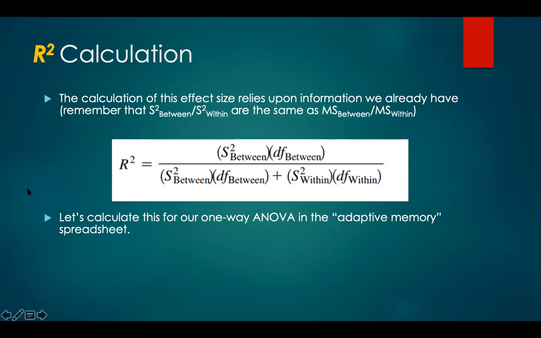So the calculation of this effect size relies upon information we already have. And remember that S squared between and S squared within are the same as mean squared between and mean squared within. So S squared between times degrees of freedom between, divided by S squared between times degrees of freedom between plus S squared within times degrees of freedom within. Now let's go calculate this for our adaptive memory example in the spreadsheet.